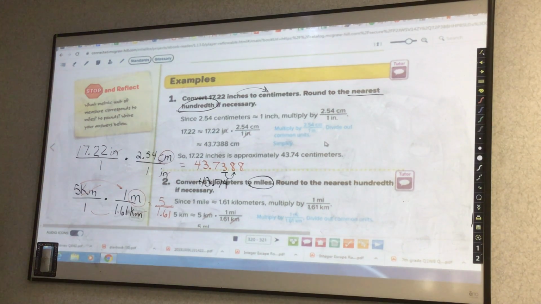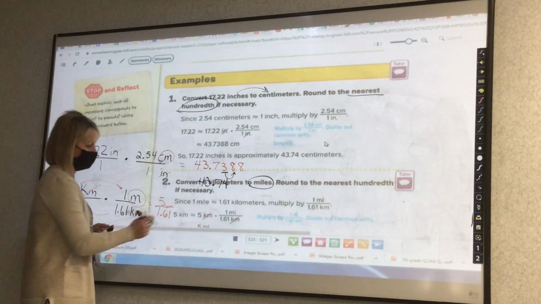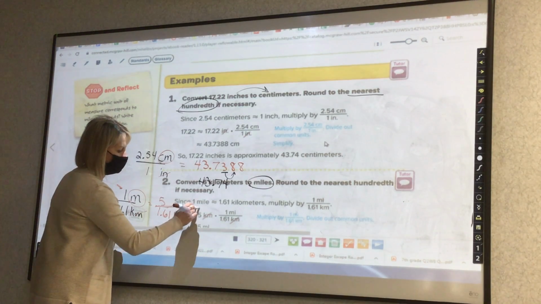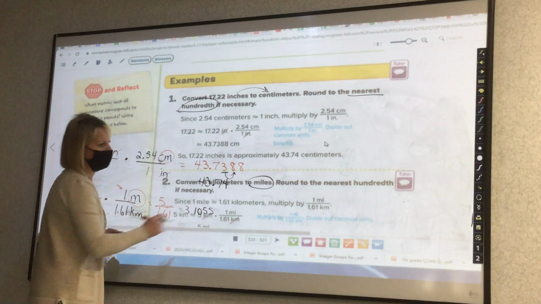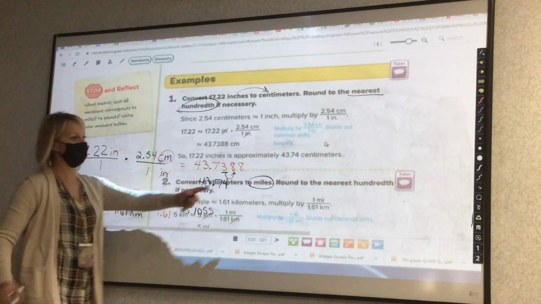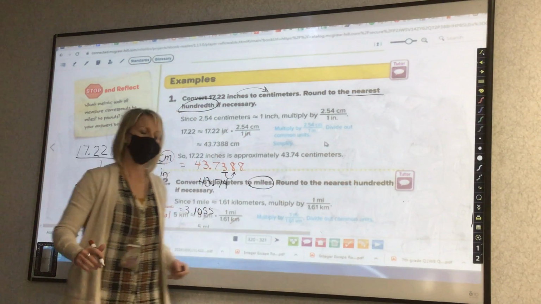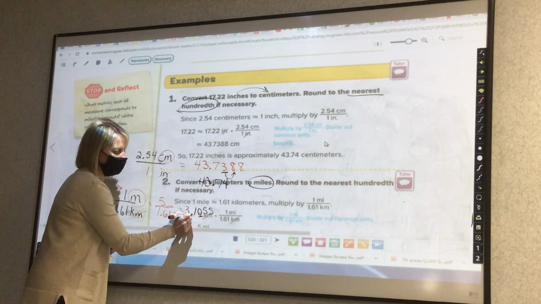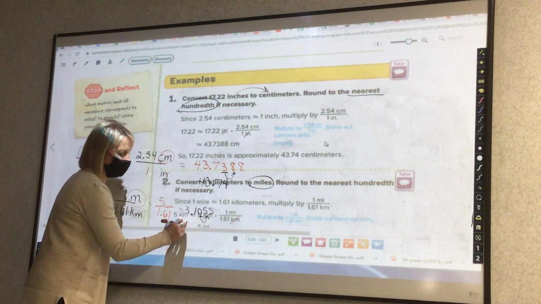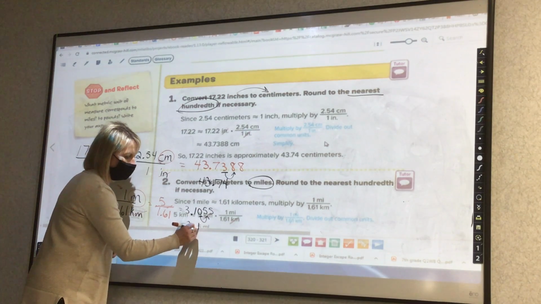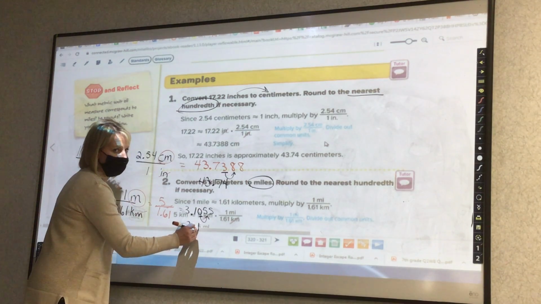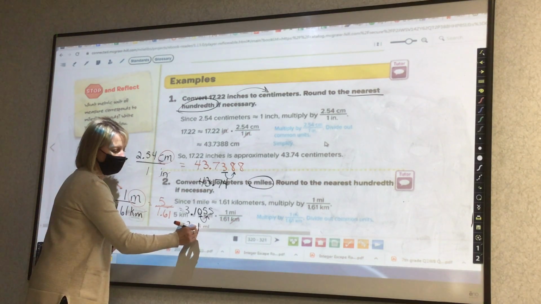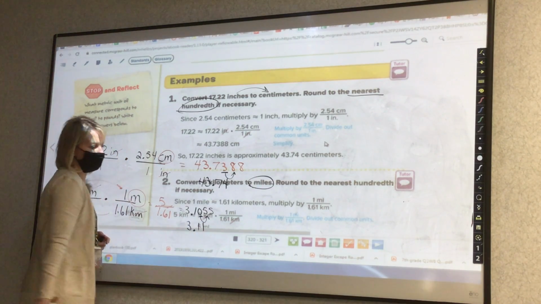3.1055900. I can stop there because it says round to the nearest hundredth. So I'm going to underline the hundredths place, here's the tenths, hundredths. Arrow to the right, so I leave it 3.1. Is that going to stay 0 or is it going to go up to a 1? It's going to go up to a 1.